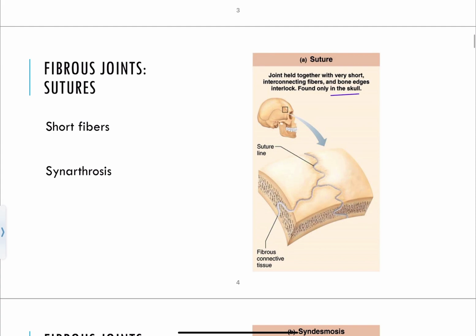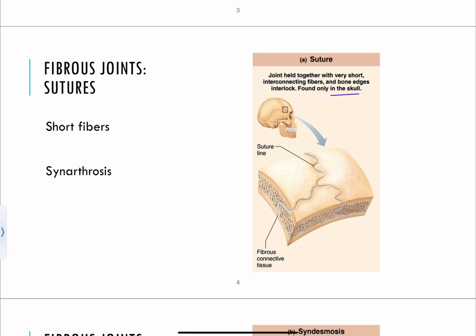So the first one we're going to talk about are sutures. These basically are seams, and they're only found between the bones of our skull. So if you think about your parietal bone, your occipital bone, your frontal bone, and your temporal bone, they're all connected by sutures. And you actually had to name the specific names of these sutures in lab. However, you probably didn't realize that these sutures that are connecting these different bones are actually joints. So the collagen fibers connecting them are really, really short. And as you would expect, they're not movable. We do not want the bones within our skull to move. So these types of joints are synarthrotic.